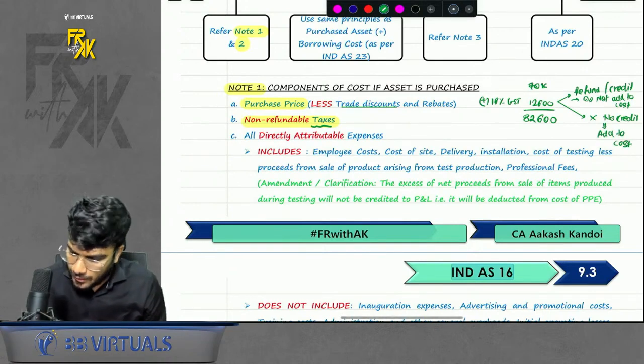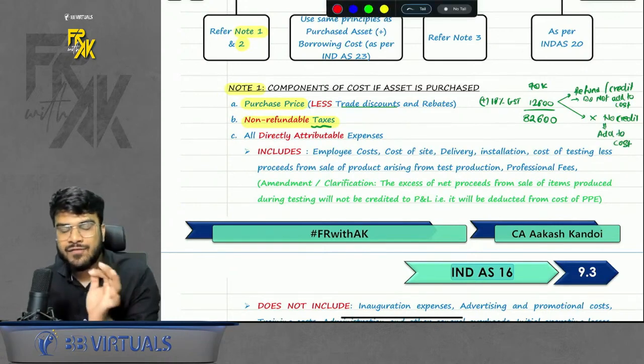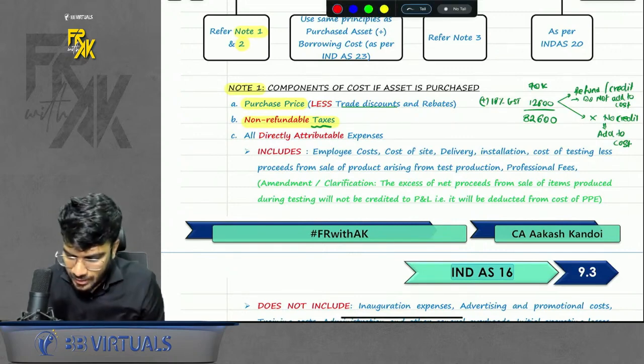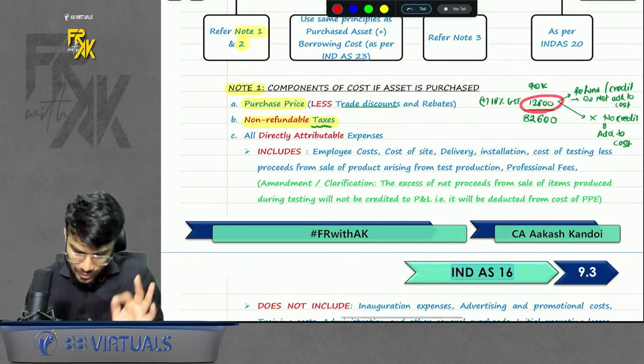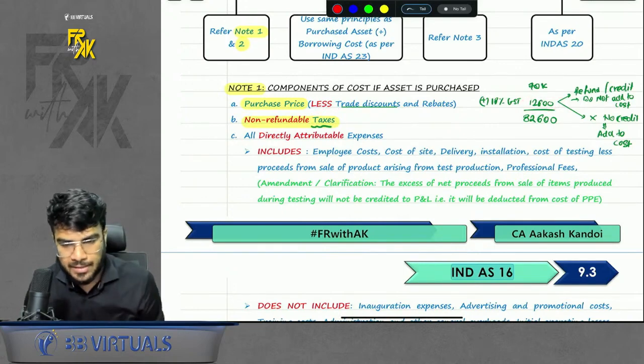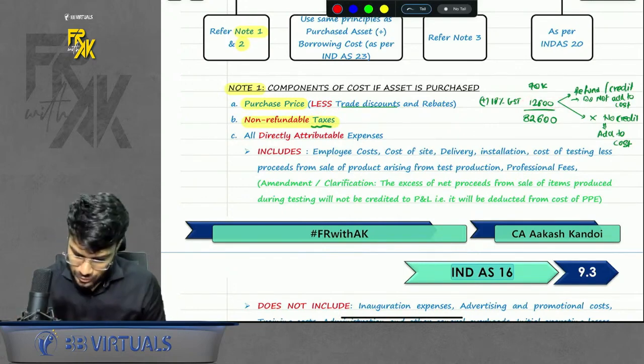That means to judge whether any tax will form part of your cost, you need to check whether it is refundable or not. If you are not going to get any benefit of this tax, you will add it to the cost of the asset. It is as simple as that. So this was the second point.